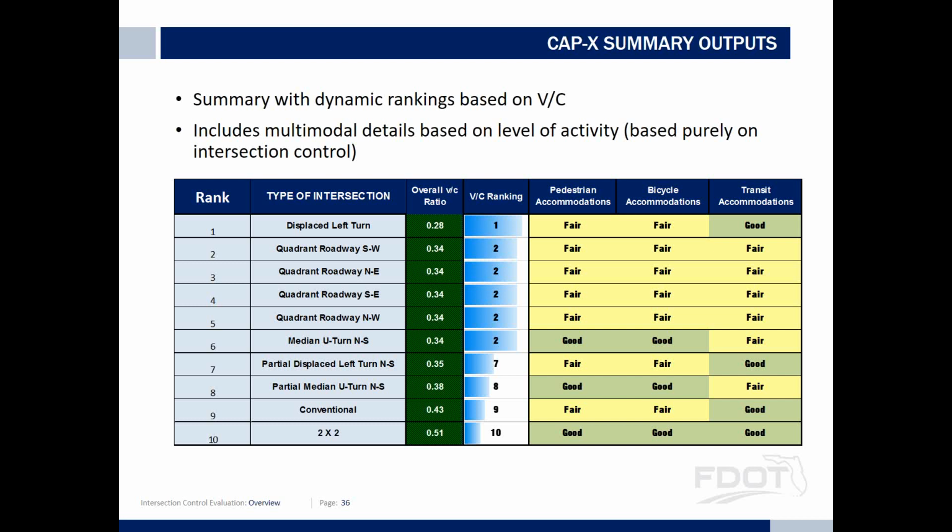If you need to go to stage 2, you can carry over 1, 2, and 3, or 2, 3, and 4, whatever the ranking and the ped, bike, and transit accommodation and the overall V over C ratio gives you. In other words, it is an engineering judgment when you carry on from this stage to stage 2 as far as what you select. It's just more of a straightforward method to select the intersection types that you want to move forward to stage 2.